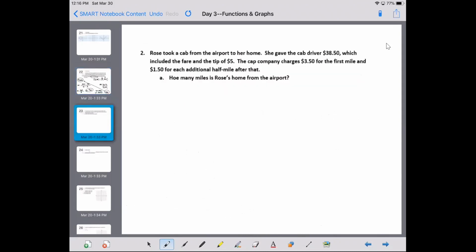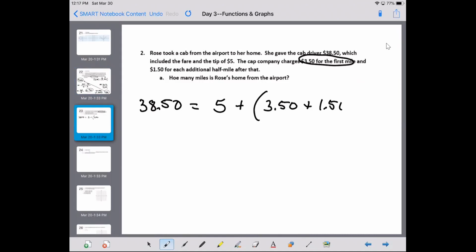Next problem, you've got Rose took a cab from the airport home, and so we're looking at a cab simulation and a fare, and so she paid the cab $38.50. Now what did that involve? It involved a tip of $5, and it involved the fare. Now the fare was actually $3.50 for the first mile, so that's a constant value, plus $1.50 for every additional half mile.